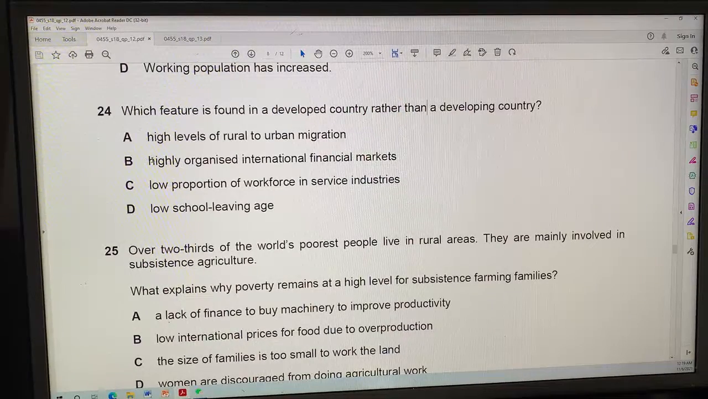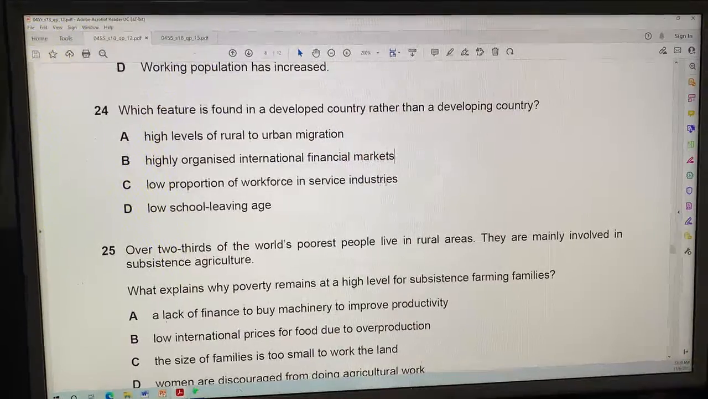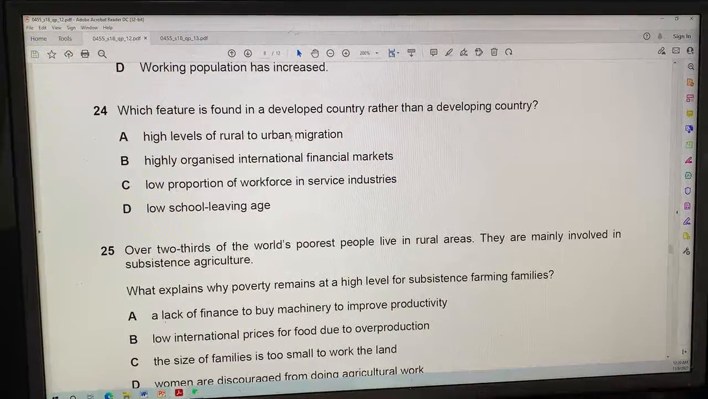Let's see. Highly organized international financial markets. Yes. B is clearly the answer. I like B. Let's look at C. Low proportion of workforce and service industries. No. In a developed country, usually they have a high proportion of the workforce in service industries, tertiary sector.